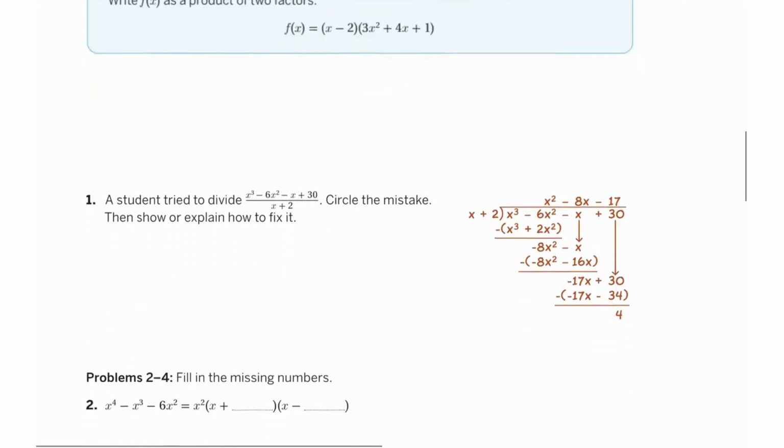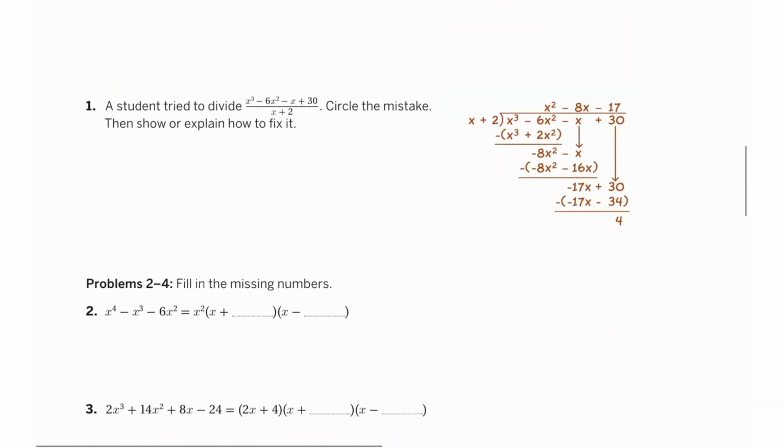So number one, a student tried to divide these two polynomials. Circle the mistake, and then show or explain how to fix it. My steps here are checking how many times x goes into x cubed. So x times x squared is x cubed, which is great. So we multiply x plus 2 times x squared, which gives me this in parentheses here.